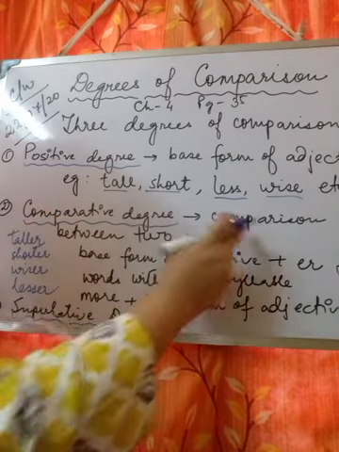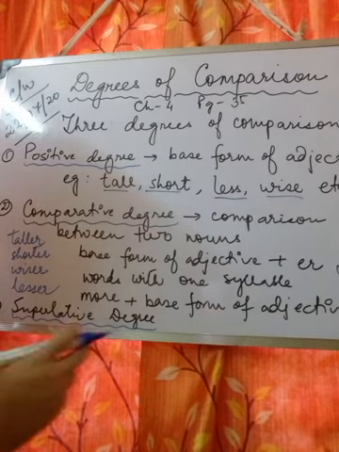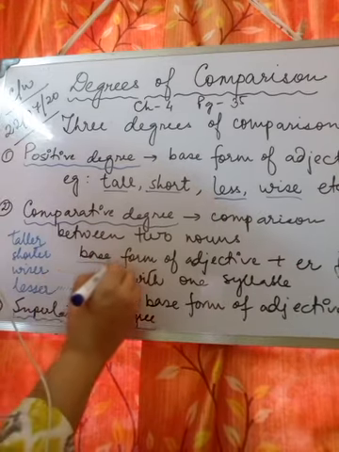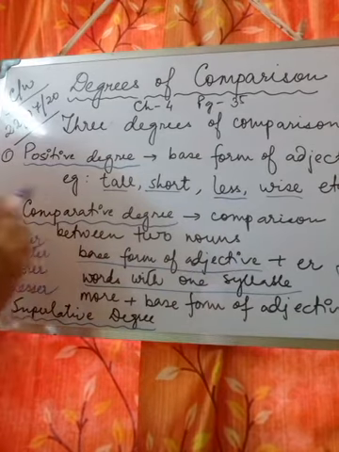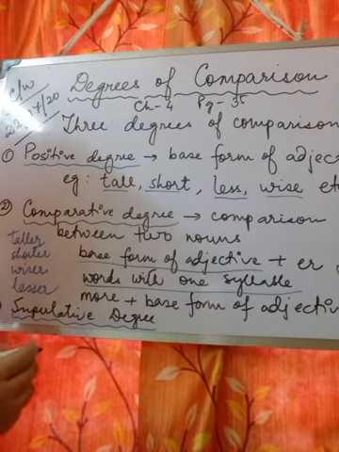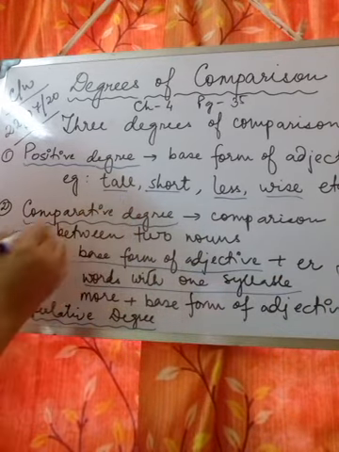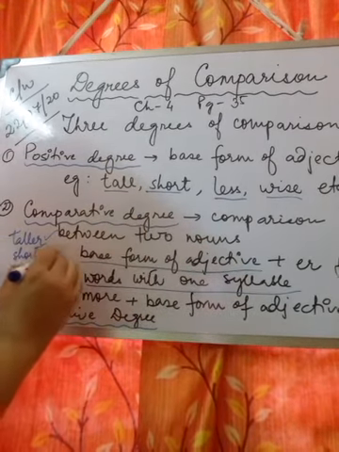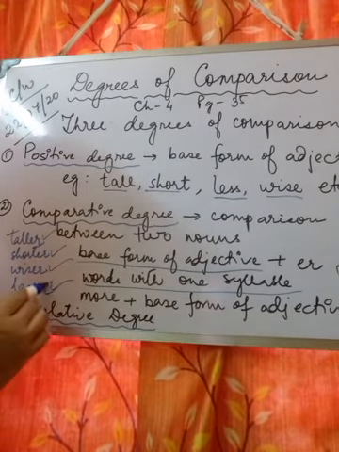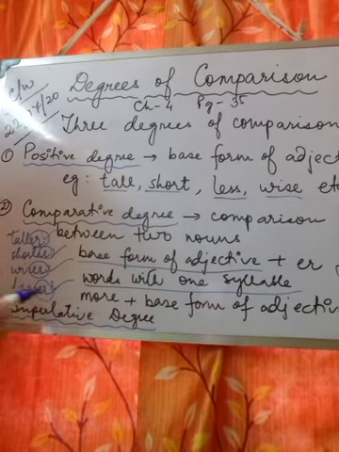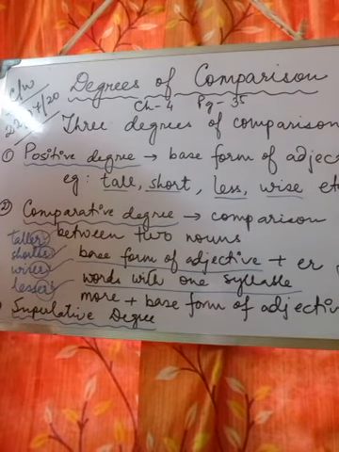Comparative degree usually compares two nouns, the quality or quantity of two nouns. We add the suffix er to the base form of adjectives for words with one syllable to form a comparative degree of adjective. For example, er can be added to the base form tall, which makes it taller. Short becomes shorter. Wise becomes wiser. Less becomes lesser. Now these are all one syllable words, so we add er.